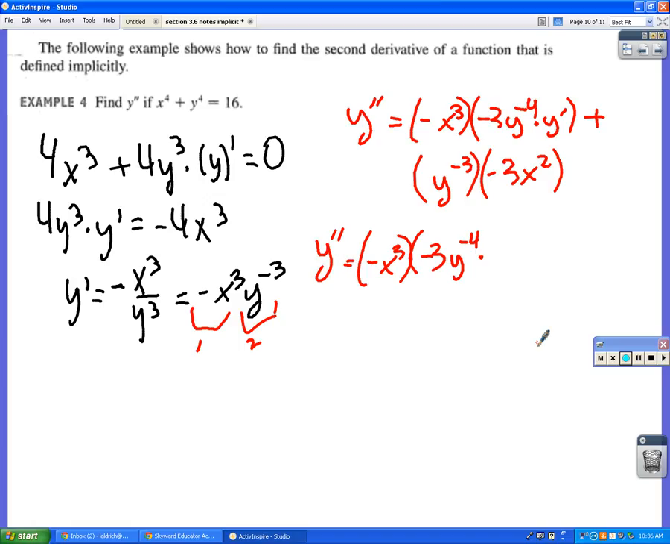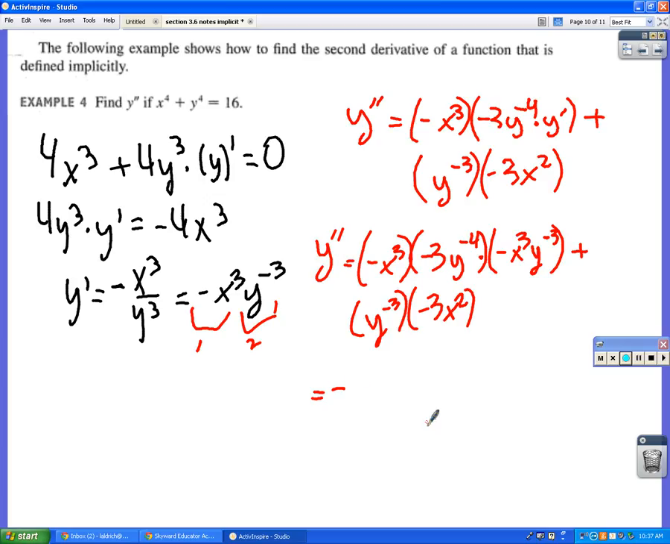Okay, so I'm going to rewrite this. Instead of having the y prime in there, I'm going to write what we figured out y prime equals. So that is negative x to the third, y to the negative third, plus, still have y to the negative third times negative 3x squared. Okay, so that's not bad, right? Okay, so if we simplify this, we've got a negative, a negative, and a negative, so that makes a negative.